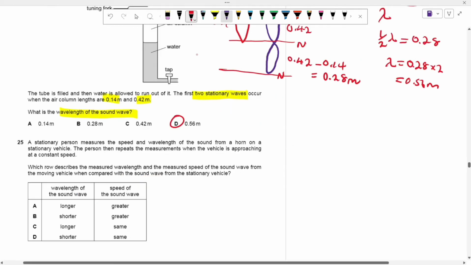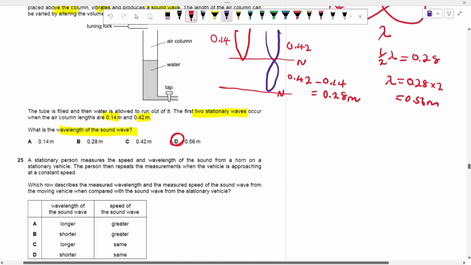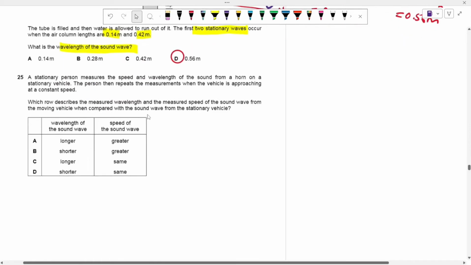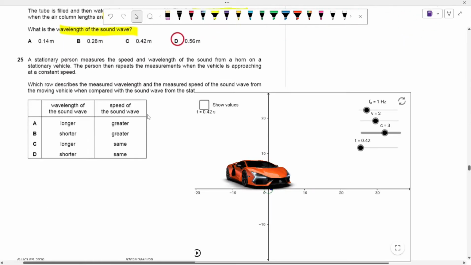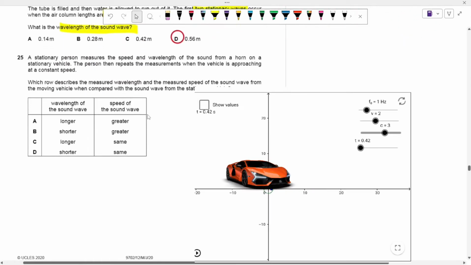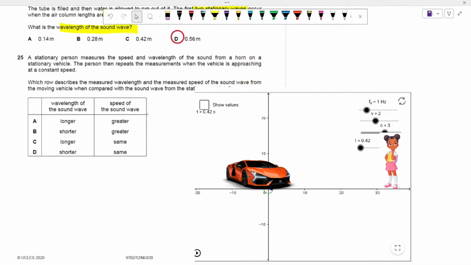25. A stationary person measures the speed and wavelength of sound from the horn of a stationary vehicle. We have a vehicle and the driver is busy sounding the horn. The person repeats the measurements when the vehicle is approaching at a constant speed. Which will describe the measured wavelength and the measured speed of the sound wave from the moving vehicle when compared with the sound wave of the stationary vehicle? Very important.